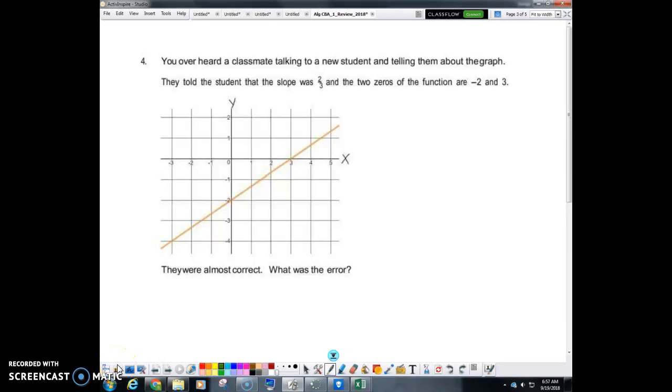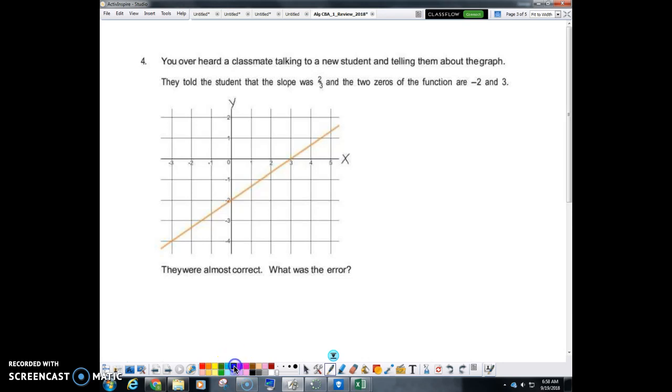Alright, in this video I'm going to go over number 4 and 5. So number 4, you overheard a classmate talking to a new student and telling them about the graph. They told the student that the slope was 2 over 3 and the two zeros of the function are -2 and 3. So let's look at the graph.